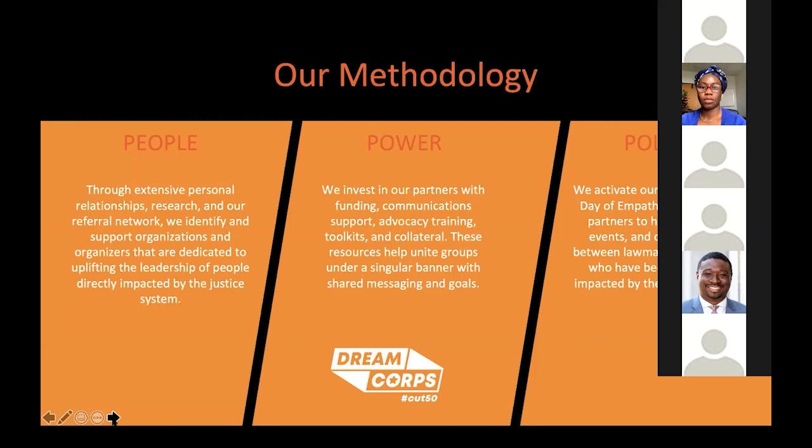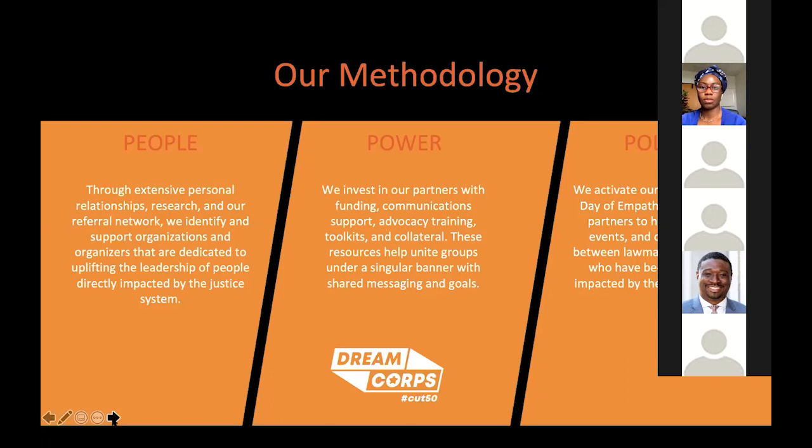So how we do what we do, we have people, power, and policy. So people are our most important. We have extensive personal relationships. We research and we have a referral network. We identify and support organizations and organizers that are dedicated to uplifting the leadership of people directly impacted by the justice system. So we have a lot of people that, like I mentioned earlier, have their own organizations within their local communities who come to us and say, hey, we need help getting this bill passed, or I have someone who is in prison and we need help seeing what our options are.